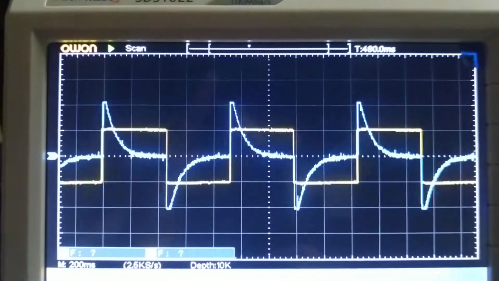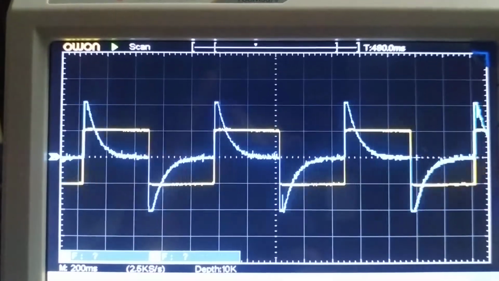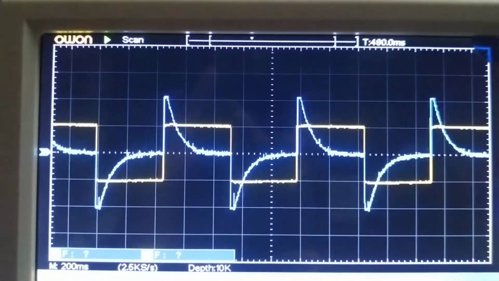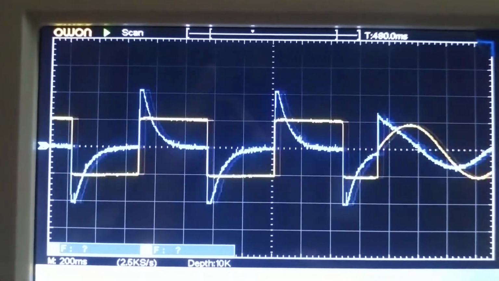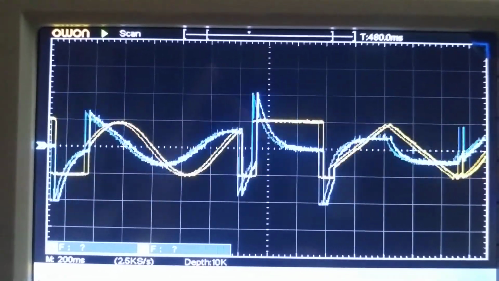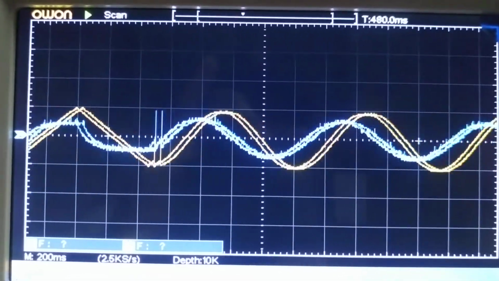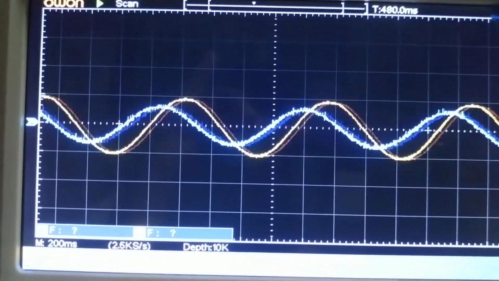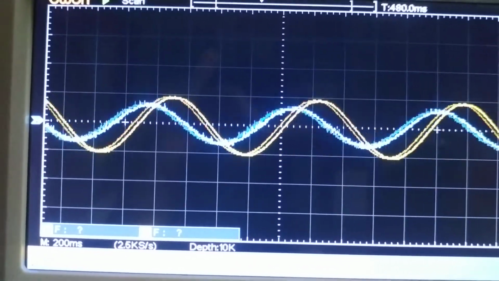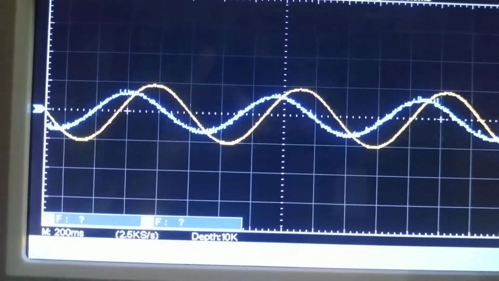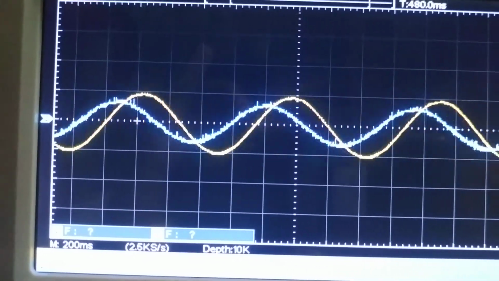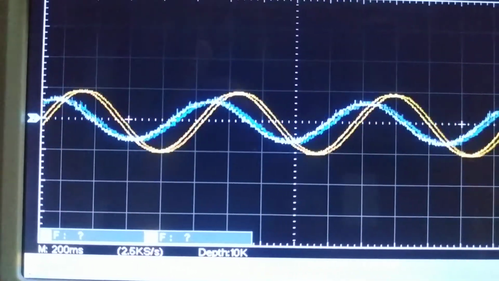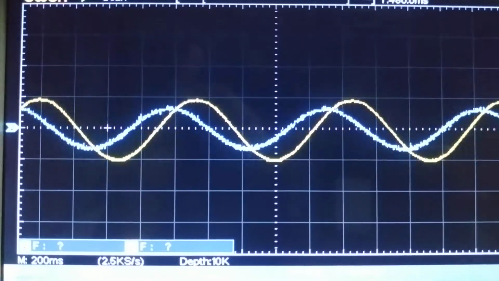Now if we change the wave to a sine wave, then we can see that the output is shifted by 90 degree. That is, the output is lagging by 90 degree here because of the derivative of sinusoidal wave.